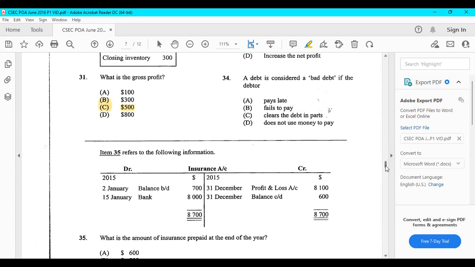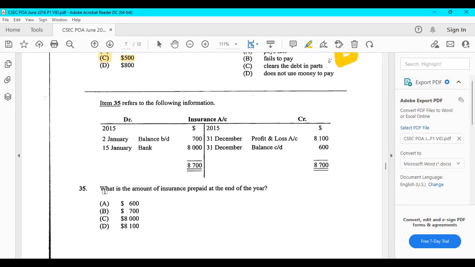Sorry. Item 34. A debt is considered a bad debt if the debtor fails to pay. I have had some issues. I highlight everything except the correct answer for this one. So I'm just gonna write a little B right here so you guys can know. Hold on. It's not working out. It worked recently. All right, see it here. There you go. This answer is B, if the debtor fails to pay.